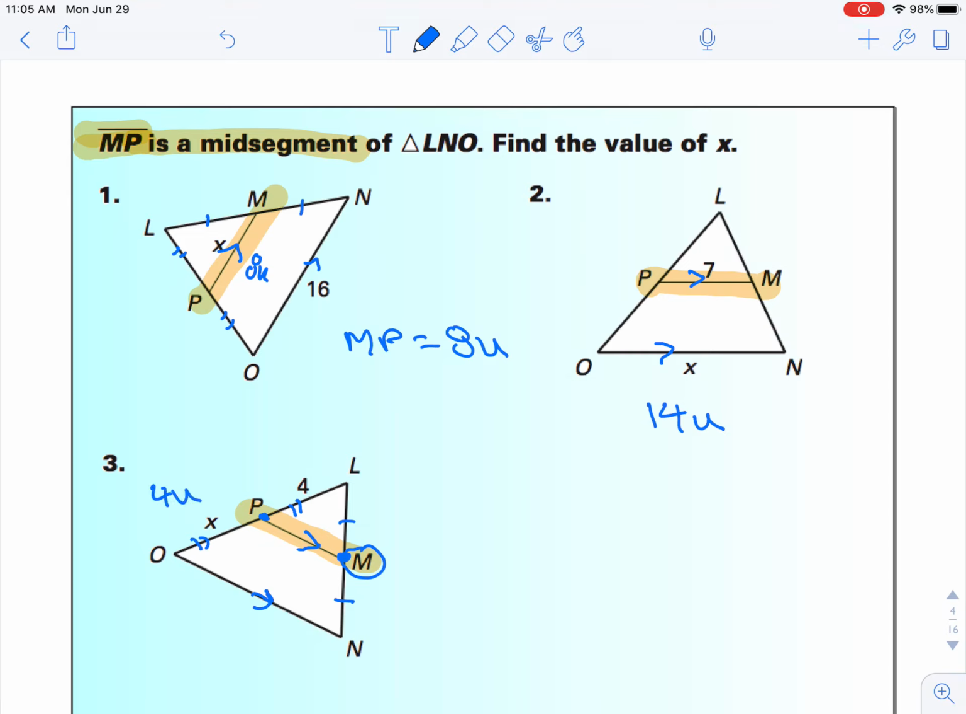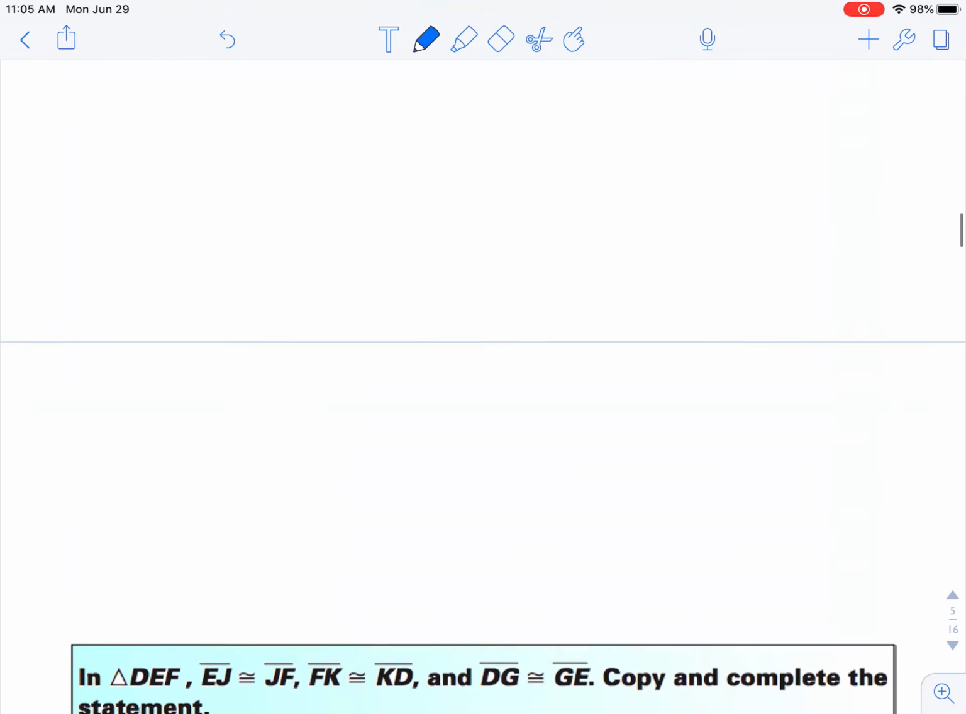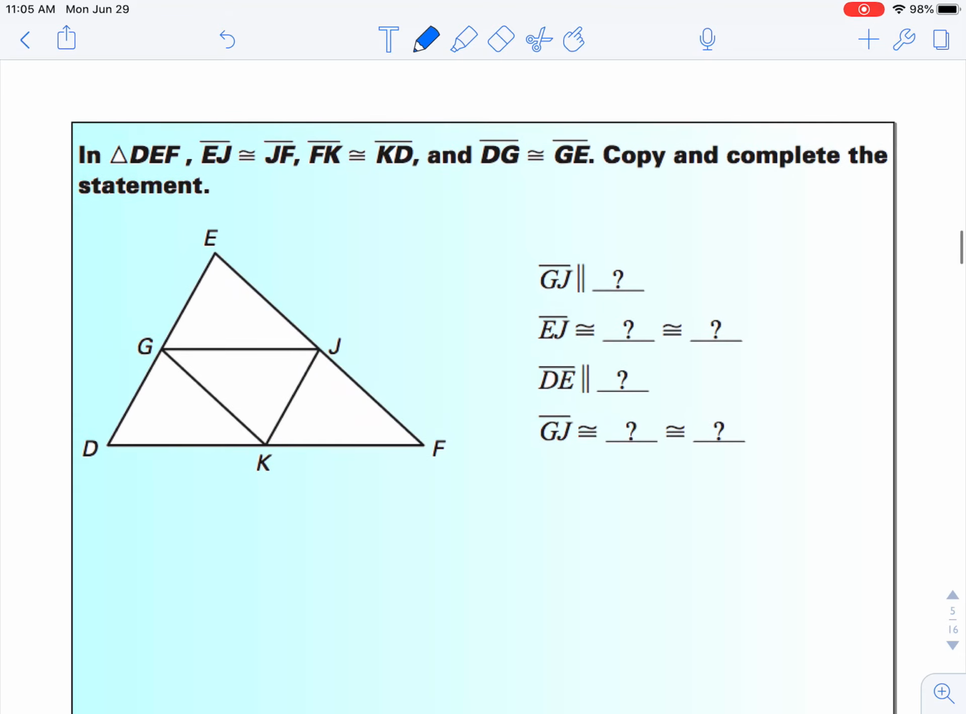So really that is just describing the features of not only a mid segment and what it means, but also if you're told that it is the mid segment, then you can use that information that it is parallel to the third side and half as big. So now let's apply to this particular problem.